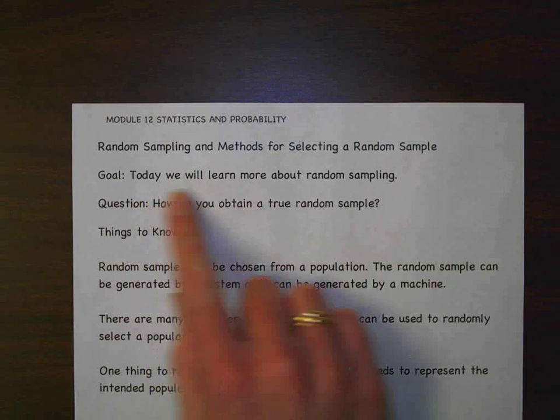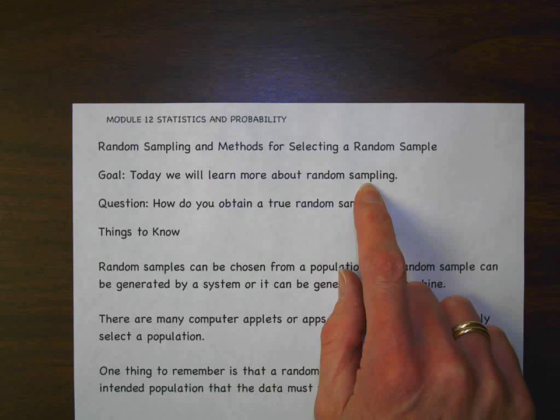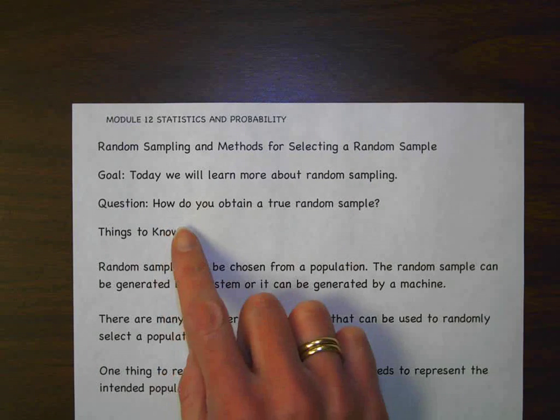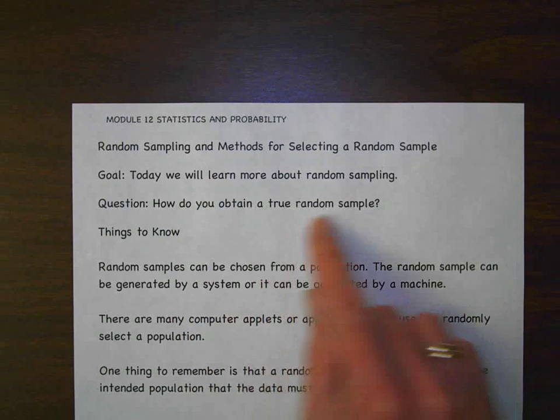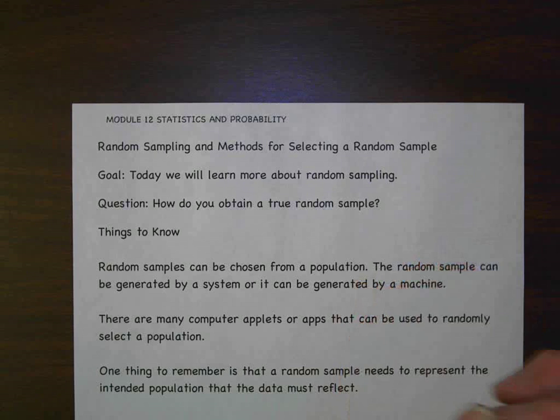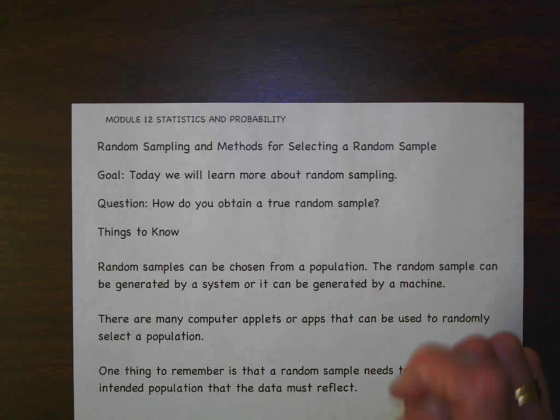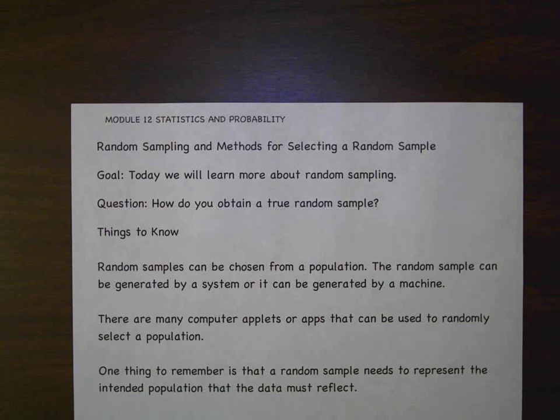So, goal for today: we will learn more about random sampling. The question that I asked you to think about in this lesson is, how do you obtain a true random sample? I definitely believe that the answer to that question is that you have to use some kind of machine or a computer generated drawing system, or sticks or something like that, that totally does not come from the person who's trying to get the information. It's just completely random. Okay?